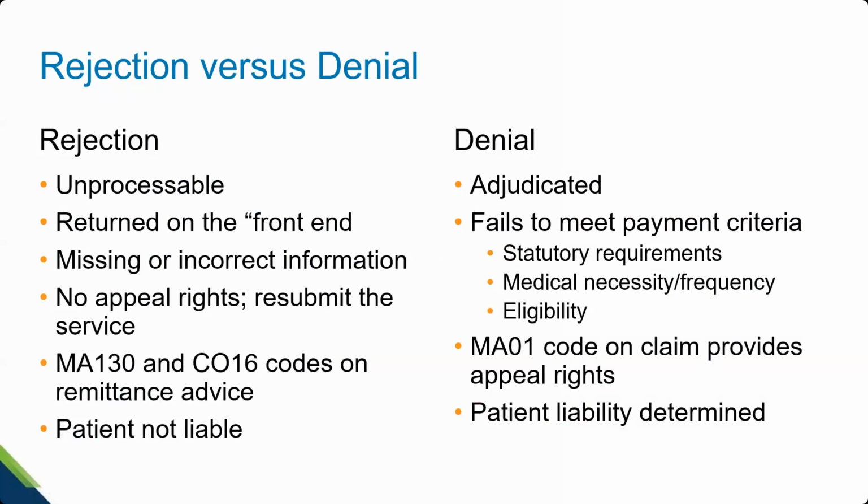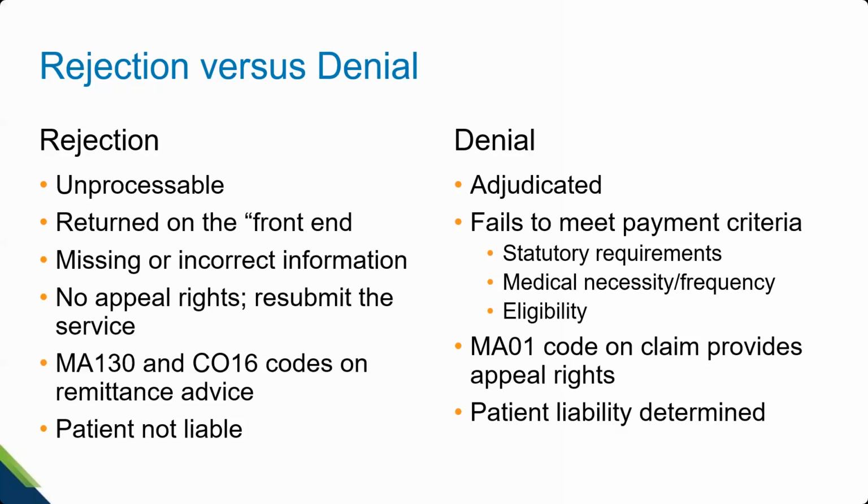A rejected claim is one that's not processable. It's unprocessable. It's returned on the front end. It's never adjudicated. The reason why it's rejected is that it is incorrect or missing something from the claim. Perhaps something is just simply invalid or doesn't make sense. For rejected claims, because they never really truly are adjudicated, there are no appeal rights. What you need to do is fix it and resubmit the service.